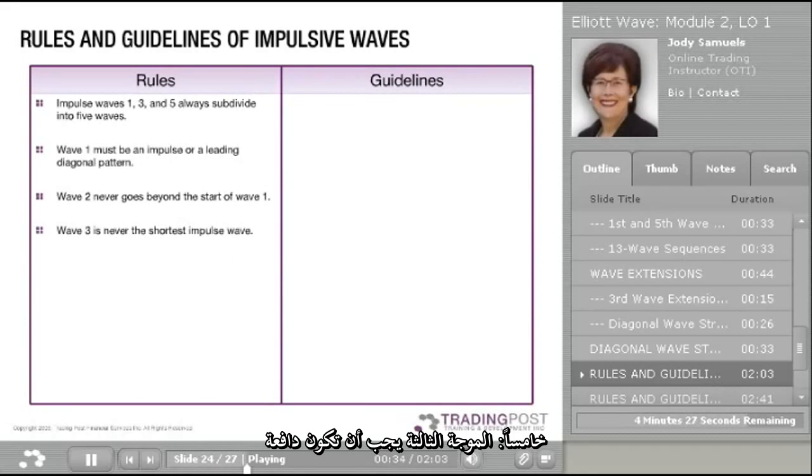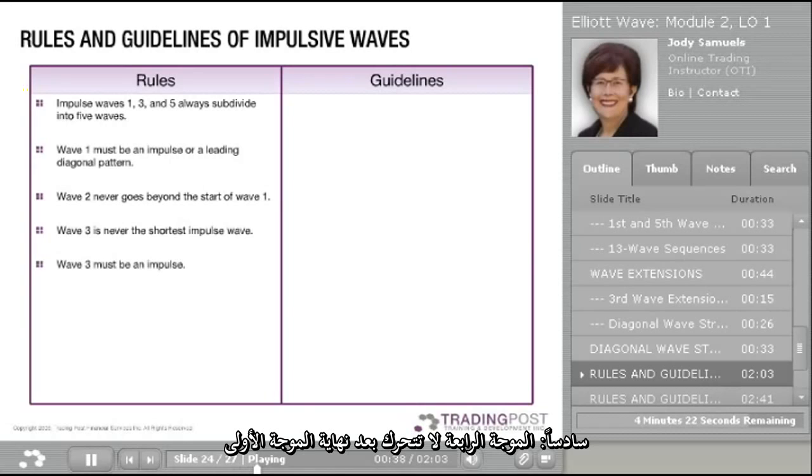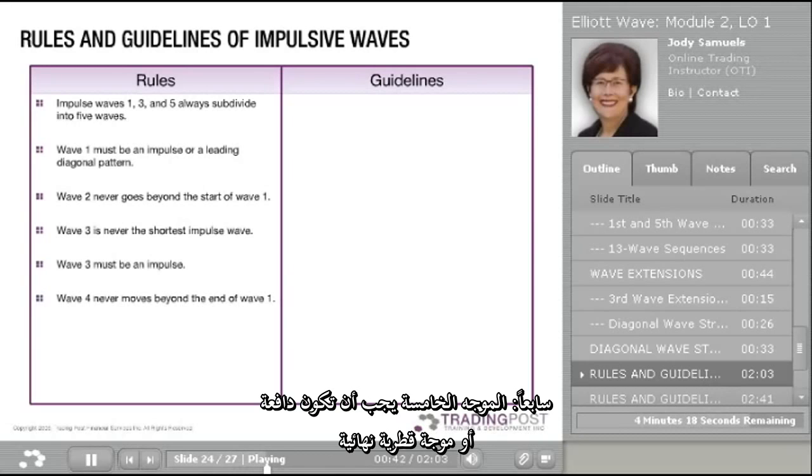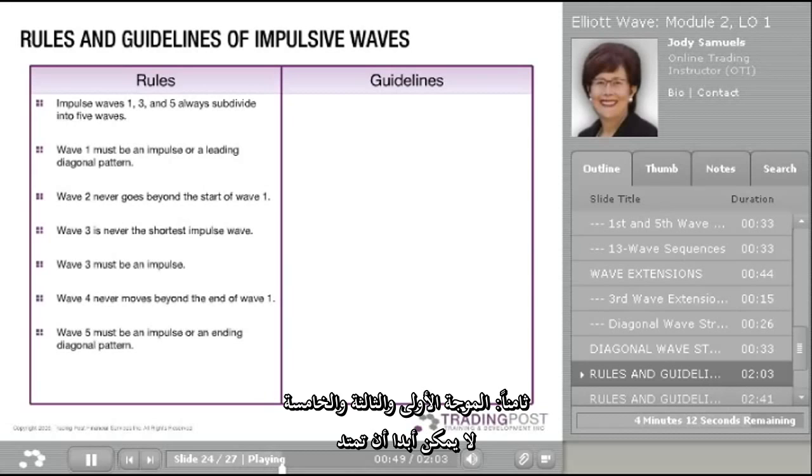5. Wave 3 must be an impulse. 6. Wave 4 never moves beyond the end of wave 1. 7. Wave 5 must be an impulse or an ending diagonal pattern. And 8. Waves 1, 3, and 5 can never all be extended.